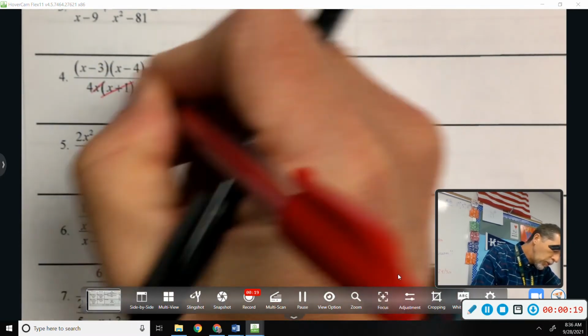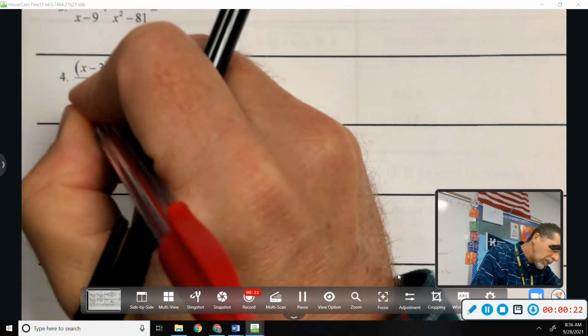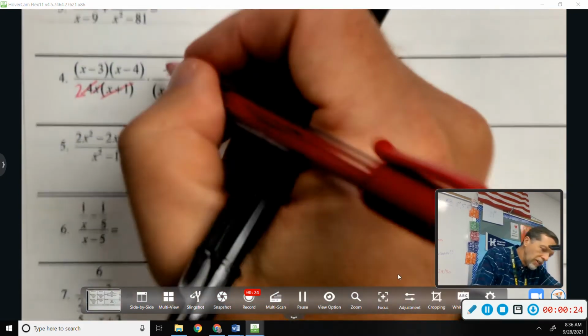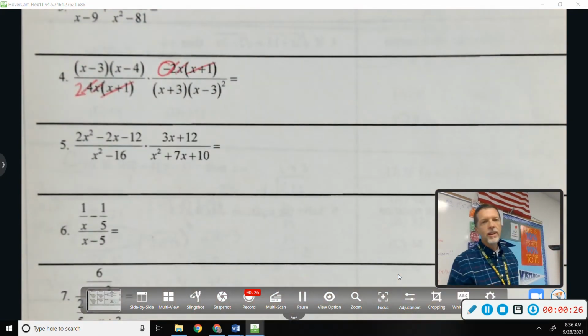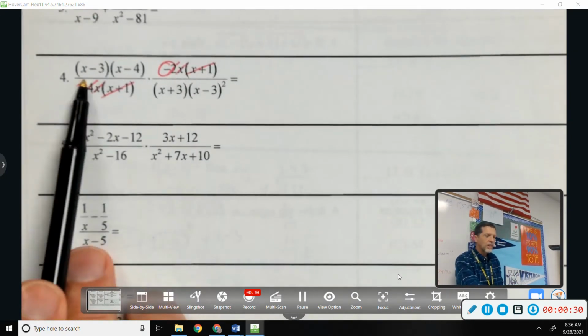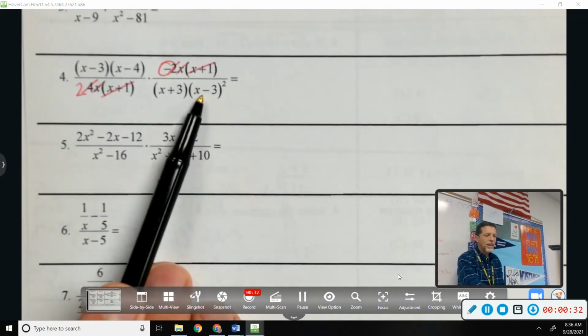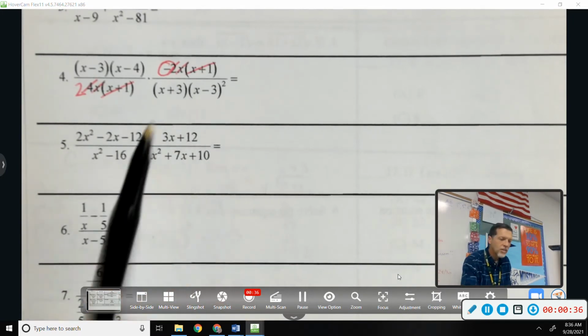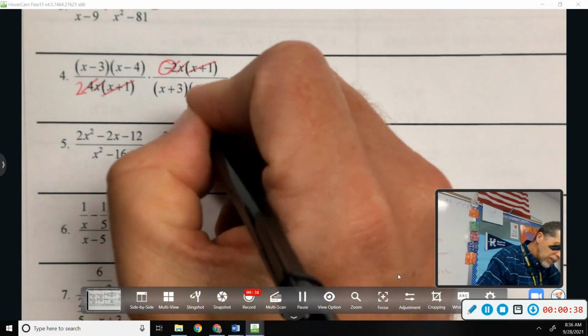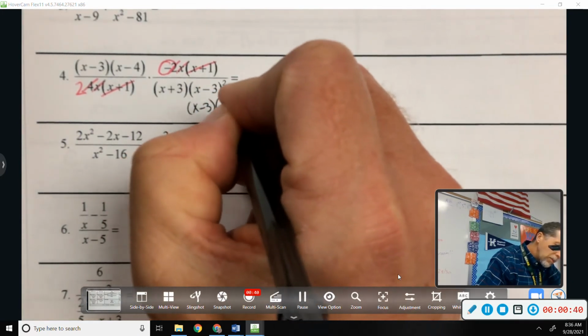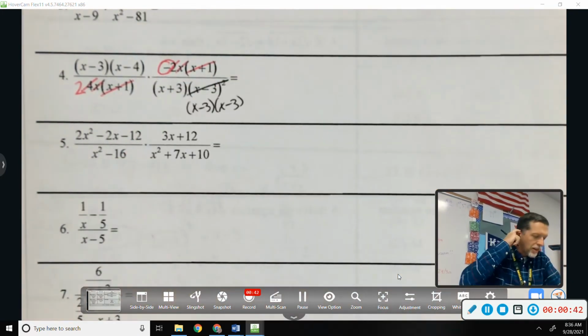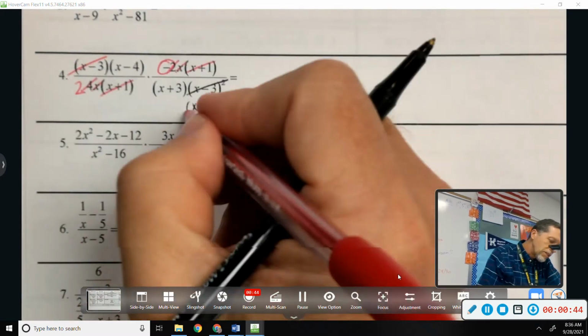The 2 and the 4 will reduce to 1 and 2. Although be careful, there's still a minus sign there, so don't forget about that. And then this x minus 3, how am I going to handle that? Okay, that's a good way to say it. X minus 3 squared is x minus 3 times x minus 3. And that makes it easy to see that you can cancel one of them.